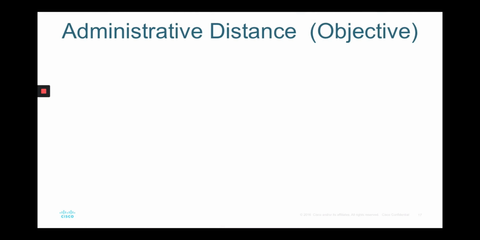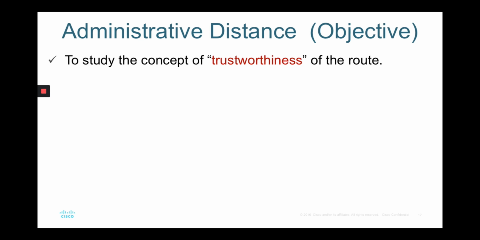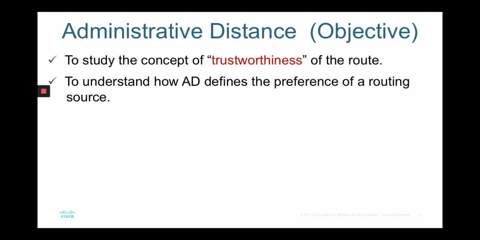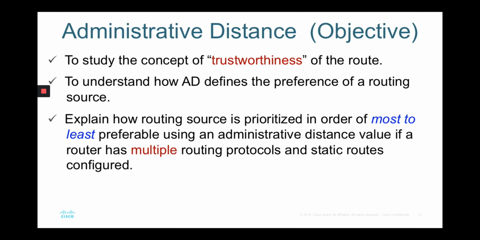In this video, I'm going to explain about the administrative distance. The objective is to study the concept of trustworthiness of the route. The second objective is to understand how administrative distance, which is AD, defines the preference of a routing source. And the last objective is to explain how routing source is prioritized in order of most to least preferable using an administrative distance value if a router has multiple routing protocols and static routes configured.